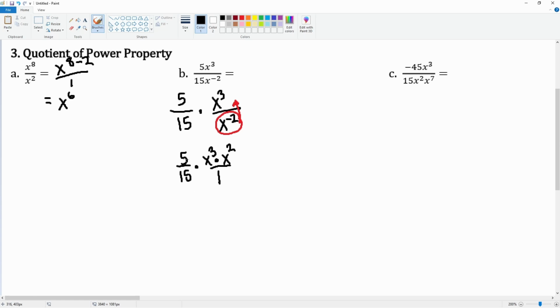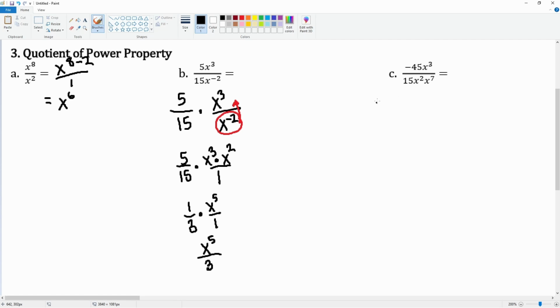Right? So here we can do this. 5 divided by 15 is 1 over 3, times x to the third, and x to the second becomes x to the fifth on top. You can simplify this as just x to the fifth divided by 3.